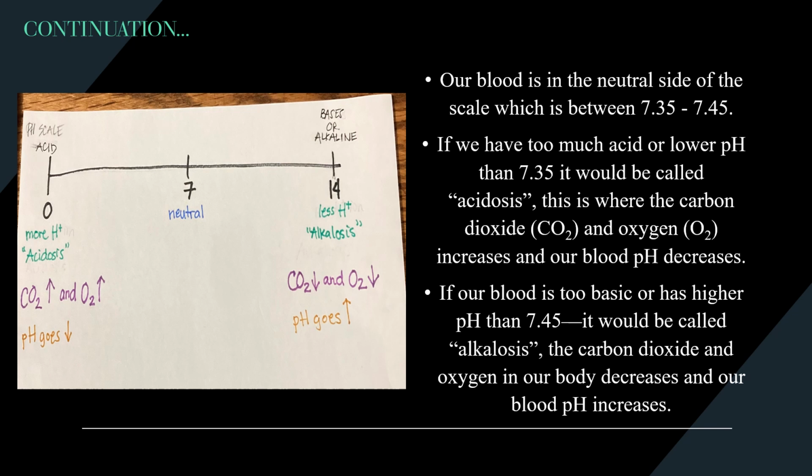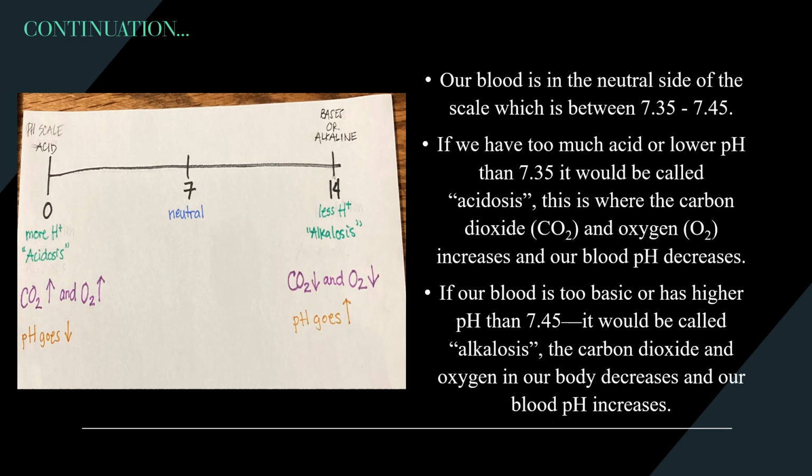If you have too much acid, or a pH lower than 7.35, it is called acidosis. This is where the carbon dioxide (CO2) and oxygen (O2) increase and our blood pH decreases. And if our blood is too basic, or has a pH higher than 7.45, it is called alkalosis. The carbon dioxide and oxygen in our body decrease and our blood pH increases.